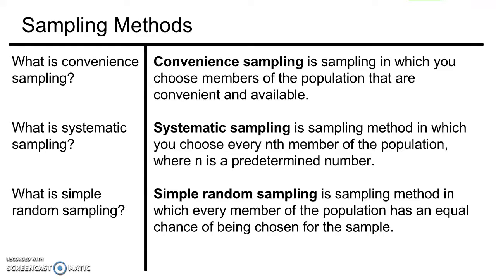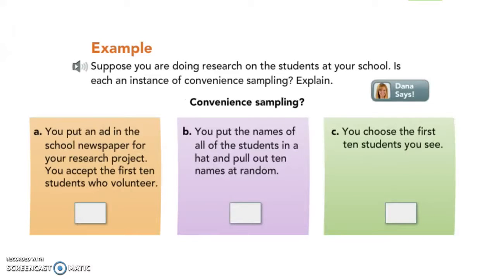Systematic sampling is when we pick some kind of an interval, like every 5th person, every 10th person, something like that, every nth member where n is a predetermined number. That is how we select our sample with a systematic sample. And then simple random sampling is when every member of the population has an equal chance of being chosen. Like you write everybody's name on a piece of paper and you draw names out of a hat, or you give everybody a number and you randomly pick numbers, something like that where it's randomly being selected. Okay.